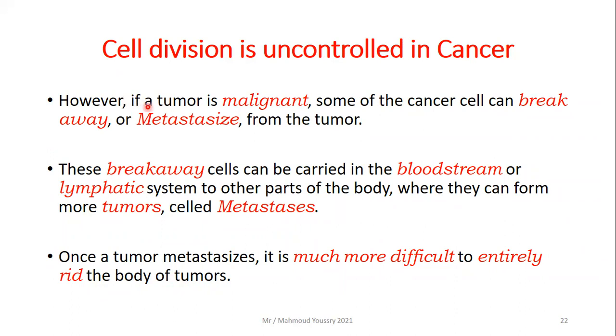However, in malignant tumors, some of the cancer cells can break away from the tumor, or metastasize. Metastasis is a process in which part of the cancer cells start to break apart and move away. This is only in malignant tumors. These breakaway cells can be carried by the bloodstream or lymphatic system to other parts of the body where they can form more tumors called metastasis.